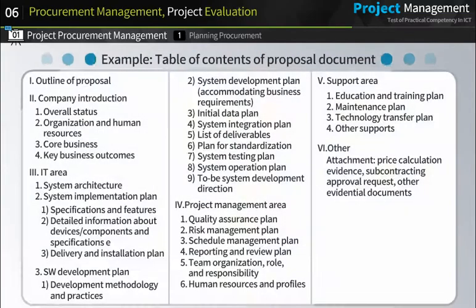The following is an example of table of contents frequently used by sellers. You need to take a look at this. As you can see, the table of contents includes the outline of proposal, the overall status of sellers, IT areas subject to development, project management areas, support areas, and other.